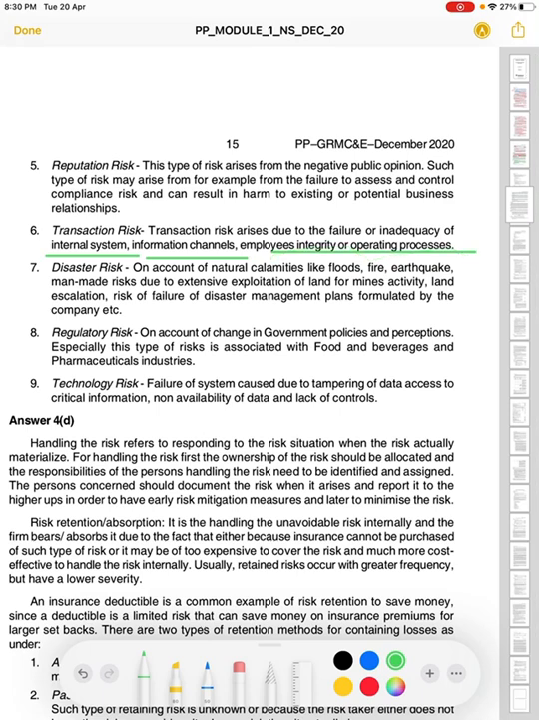Now we have disaster risk. Any natural calamity can also lead to non-financial risk: fire, earthquake, man-made risk due to extensive exploitation of land masses. They are basically telling their reason. Also regulatory risk on account of a change of government policies. Government policies can also change here.